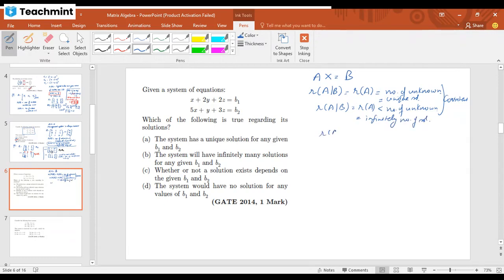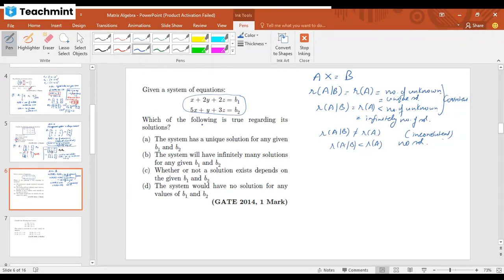And if the rank of the augmented matrix is not equal to the rank of A, then we say the system is inconsistent and it has no solution. Now, if we just look at the system here, the number of unknowns is 3, and there are two equations. So definitely the rank of the matrix cannot be equal to the number of unknowns. So it means that the first option is not possible.